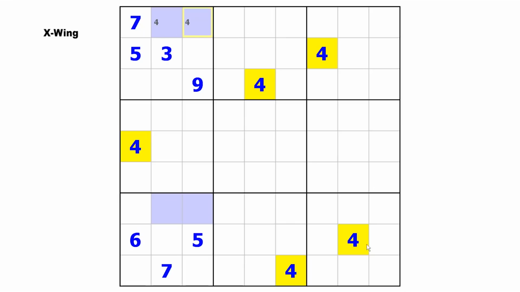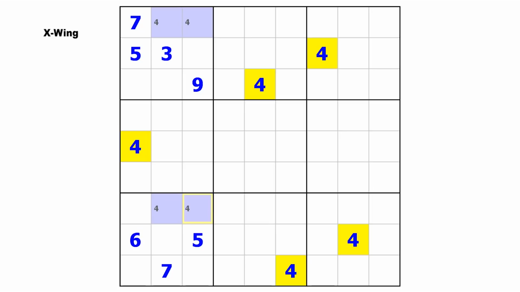And down here, because of the 4's in row 8, row 9, and column 1, we know that a 4 must go into one of those two cells. That is also a conjugate pair. One must be true and one must be false, so we can enter it just like that.